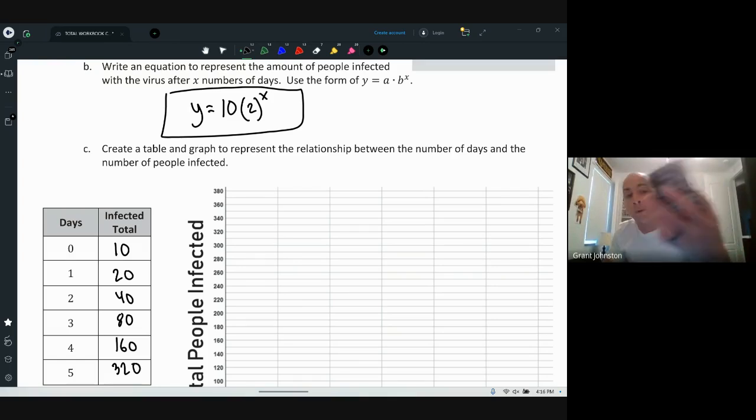But again, we could have used the equation. For instance, if I wanted to figure out what the entry was for 5, I could go 2 to the 5th power and then times it by 10. I'd get 320. So you could use the equation too.